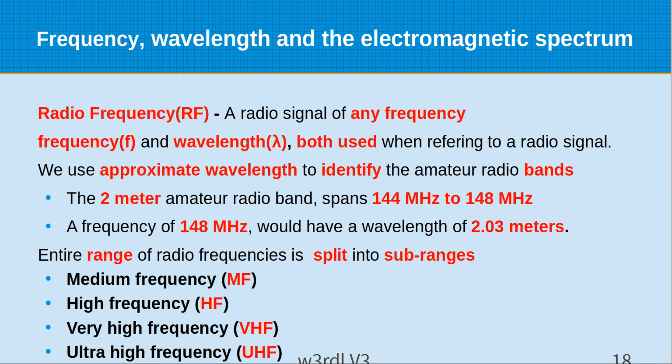And we group the amateur radio bands, well, not just amateur radio, all of them, in what we call medium frequency, high frequency, very high frequency, and ultra high frequency. There's actually some others. There's a low frequency, which not many people operate in. But most amateur radio is going to be in the MF through UHF bands.